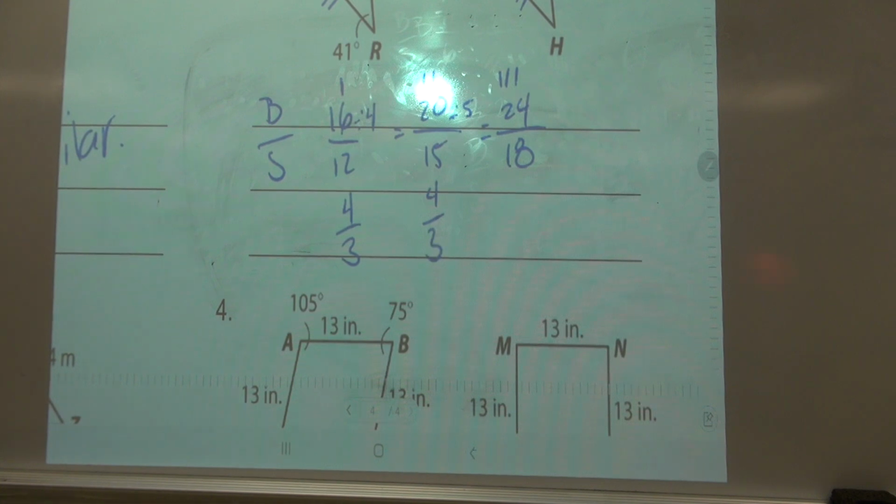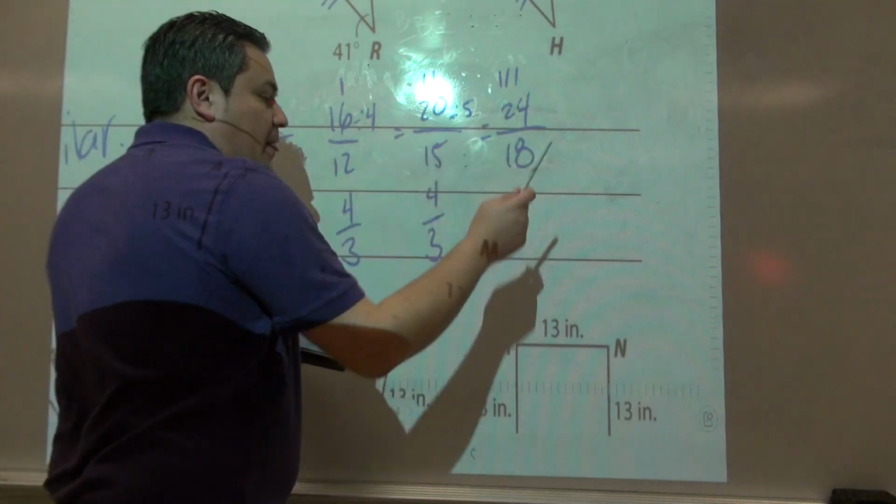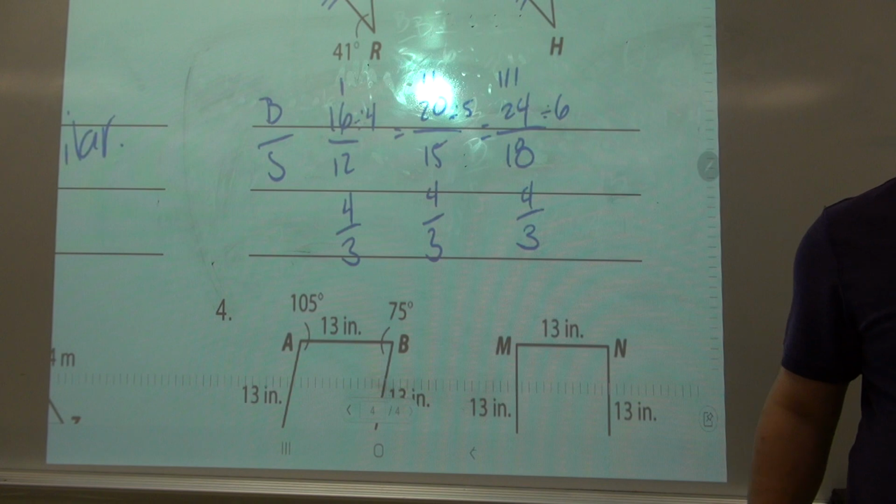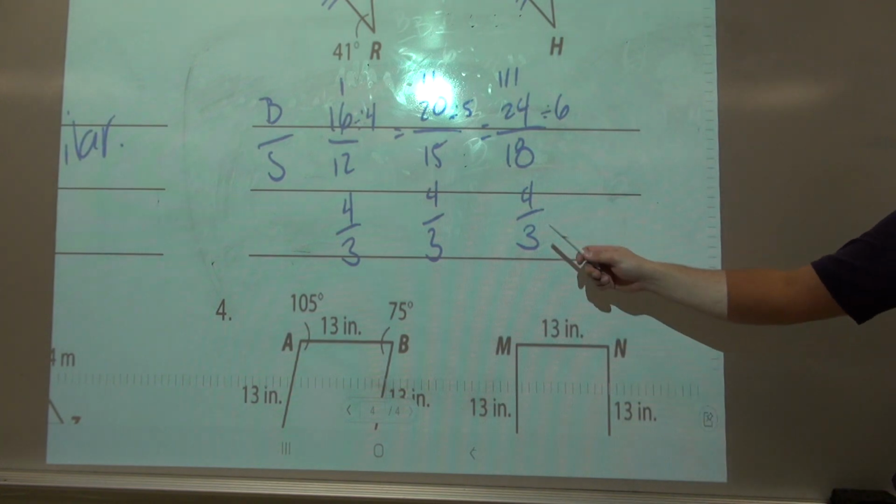What about the last one? What can I divide them both by? 6. 6 is the common factor, right? 24 divided by 6 is 4. And the bottom is? 3. So is it similar? Yes. What is my ratio? 4 to 3.